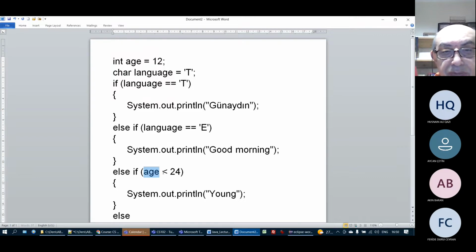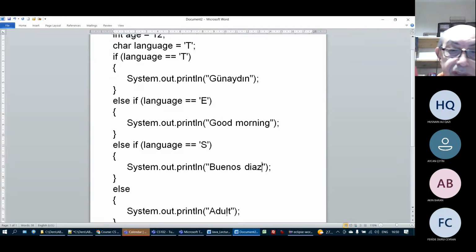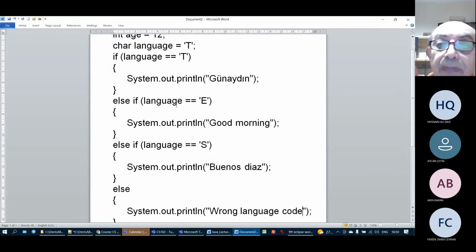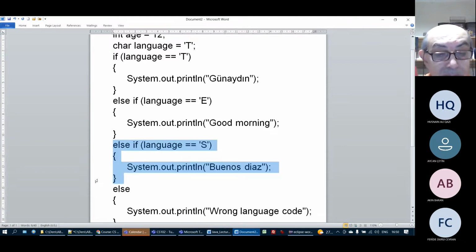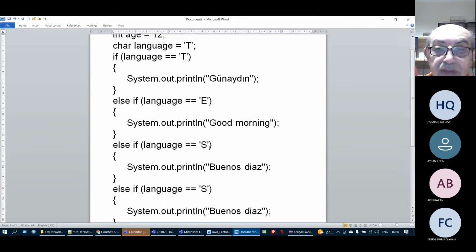If the language is, for example, Spanish, what is good morning for Spanish? Buenos días, good morning, good day. Else, print wrong language code, for example, okay, something like that. Or let's put here one more. If language is D, print Guten Morgen, for example. Okay, we can have this kind of comparisons by equality.